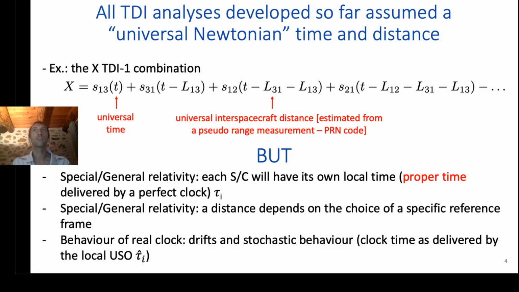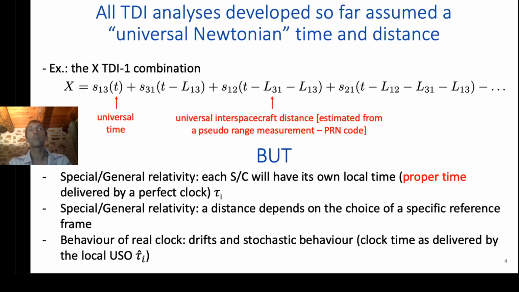Nevertheless, all the TDI analysis that has been developed so far in the literature assumes that there exists a universal Newtonian time and a universal notion of distance. What do I mean by that? If I come back to my X TDI combination, you can see that here there appears time, which is a universal time, and on the other hand, this capital L represents the interspacecraft distance, which is assumed to be universal as well. But of course, if you take into account relativity, it's very well known that each spacecraft will have its own local time, known as proper time, which will be different for the three spacecraft. And also the notion of distance in general relativity depends directly on the choice of a specific reference frame.